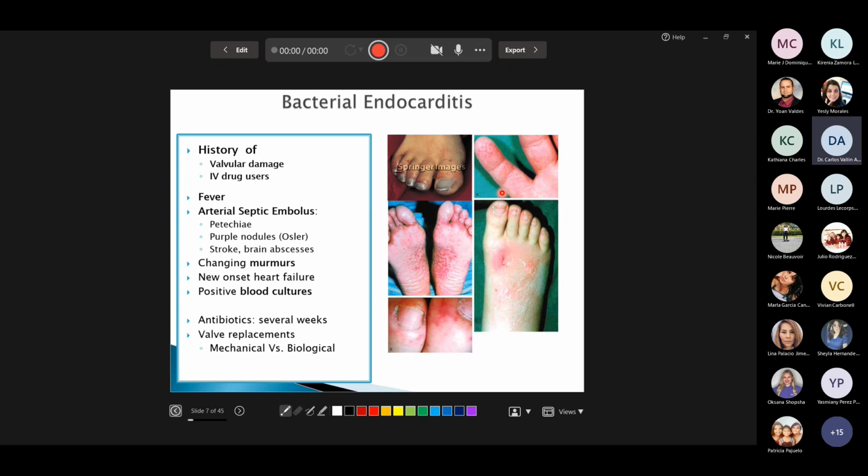But they have the advantage that they don't produce clots. For that reason, the biological valve replacement doesn't require anticoagulation. So mechanical, yes, anticoagulants. Biological, no anticoagulants needed.